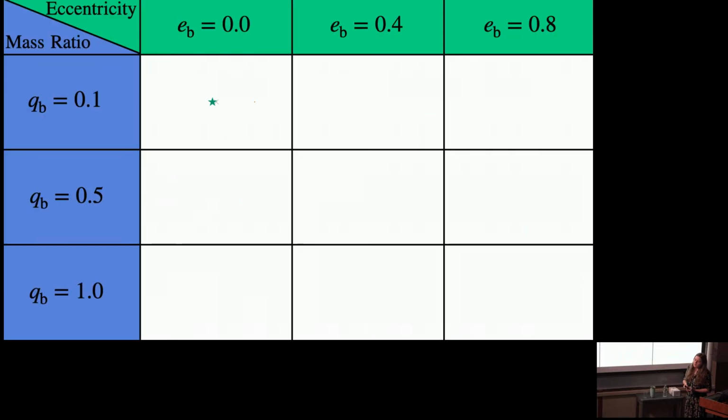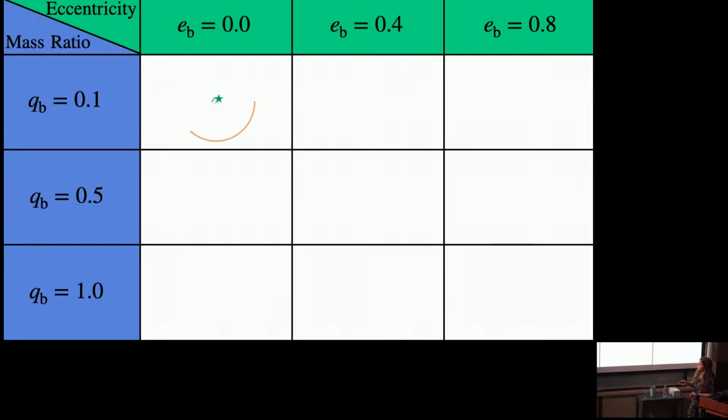Okay, so having covered those parameters, I want to give you a bit of an intuition for what these different orbits would look like if I explore this parameter space. So here we're looking at a grid of mass ratio versus eccentricity, and you'll see a lot of that, where we look at binaries with mass ratios from 0.1 to 1, and eccentricities from 0, which is a circular orbit, to 0.8, which is a highly eccentric orbit.